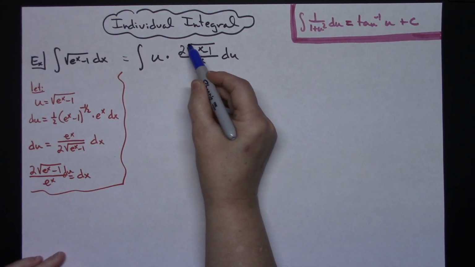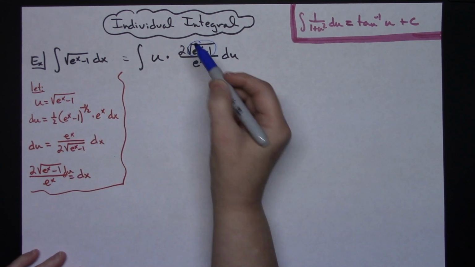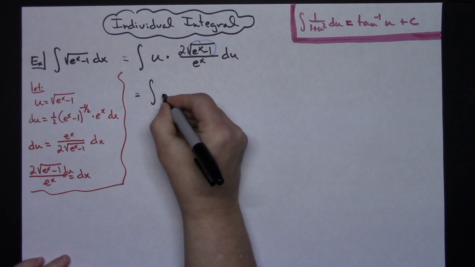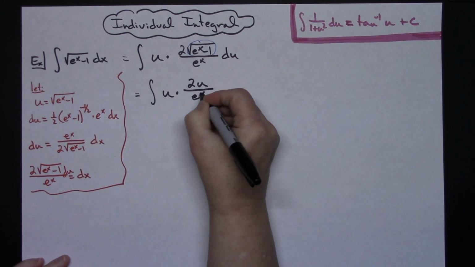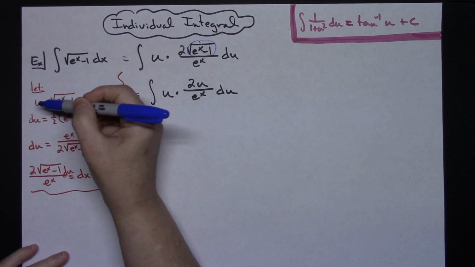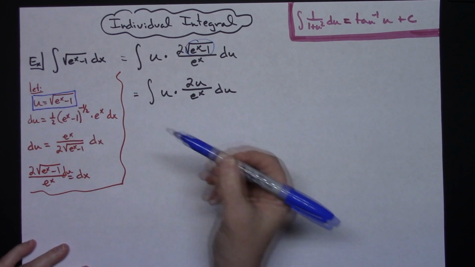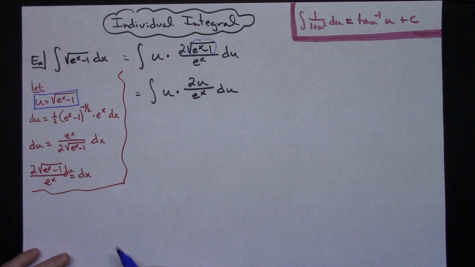But if we see this square root of e to the x minus 1, that also can be replaced with a u. So that's what we'll do in this next step. Integral of u times 2 times u all over e to the x du. Now at this point I still have an e to the x in there that I haven't gotten rid of. However, if we take a look at what we originally set our u equal to, I can see I've got an e to the x in there, so if I solve this for e to the x, then I'll have something that I can replace.